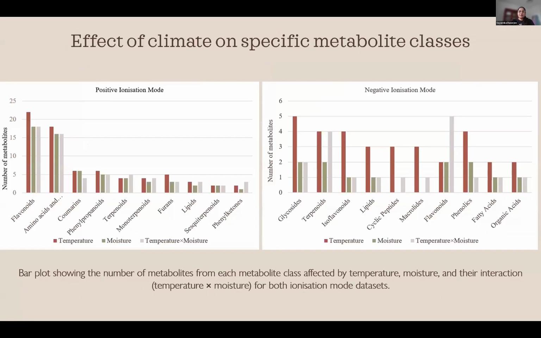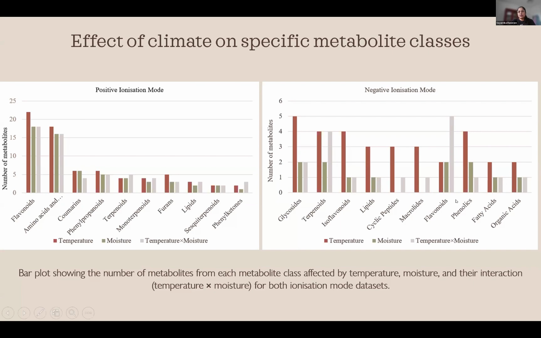After this, we tried to show the number of metabolites in each major metabolite class that were affected by the temperature, moisture, and their interaction. And we see that in the positive ionization mode, flavonoids were most affected, followed by amino acids, coumarins, and phenylpropanoids. And in the negative ionization mode, glycosides were most affected, followed by terpenoids, isoflavonoids, and lipids.